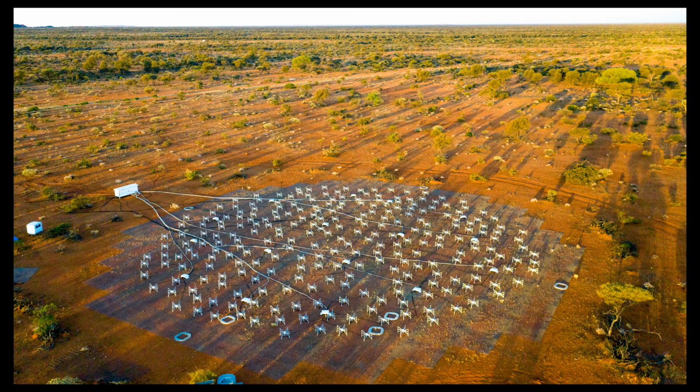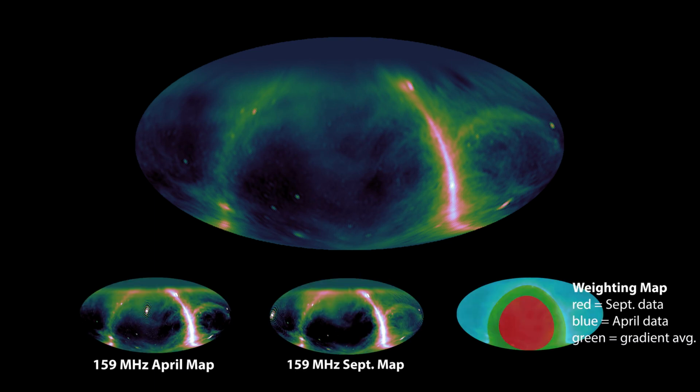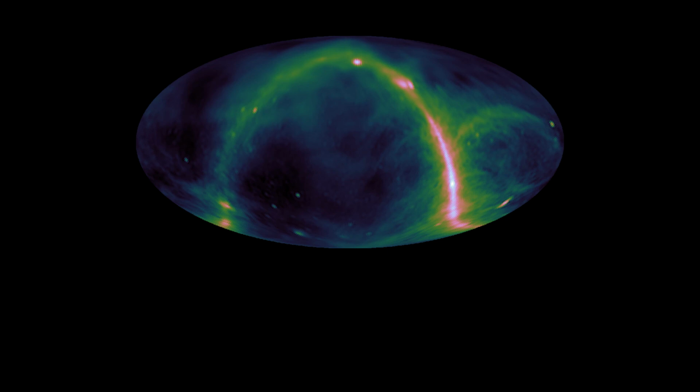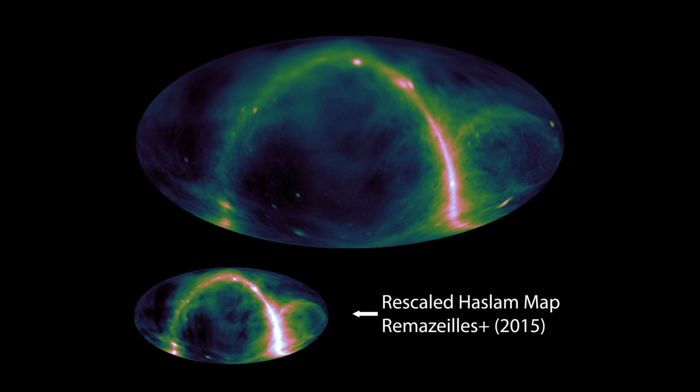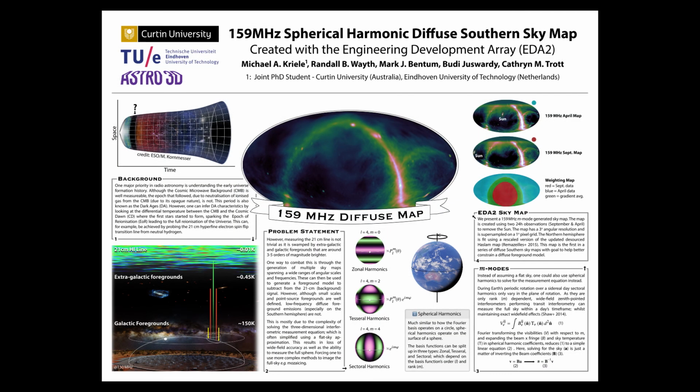Using this method with the Engineering Development Array, a wide-field radio telescope in Western Australia, we present a 159 MHz M-mode generated sky map. This map is created with two 24-hour observations to remove the sun from our sky image. The map has a 3-degree angular resolution and is supersampled on a 1-degree pixel grid. The Northern Hemisphere is fit using a rescaled version of the updated desourced Haslam map by Remazeilles et al. This map is the first in a series of EDA2 generated diffuse southern sky maps, with the goal to help better constrain a diffuse foreground model, and will be made publicly available once published.